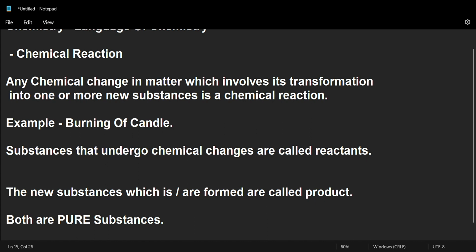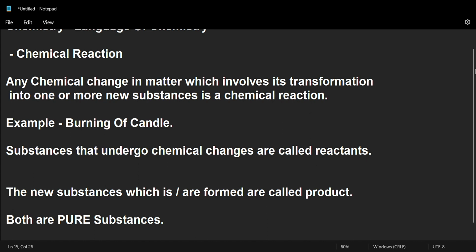Now, the example. So the example is this. As I was saying, what is the example? The elements hydrogen and oxygen react with each other to form a completely new substance. What is this completely new substance?